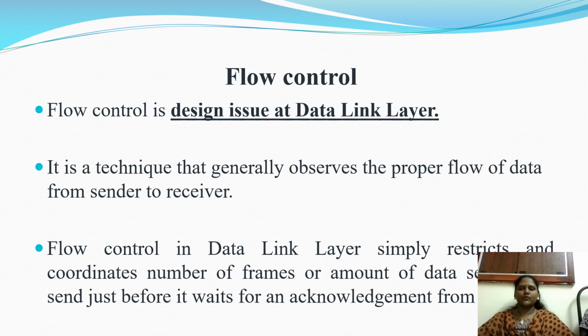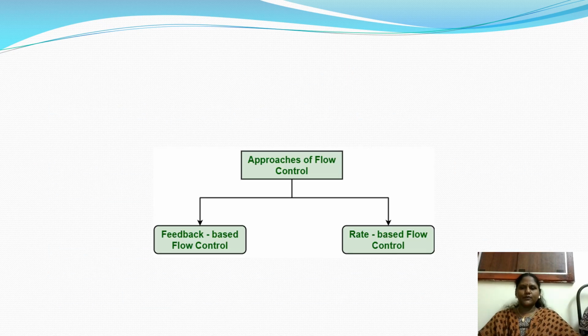For that we have many techniques to control the flow at the data link layer. The common approaches for flow control at the data link layer are the feedback-based flow control technique and the rate-based flow control technique. These two are the main methods implemented at the data link layer for flow control.